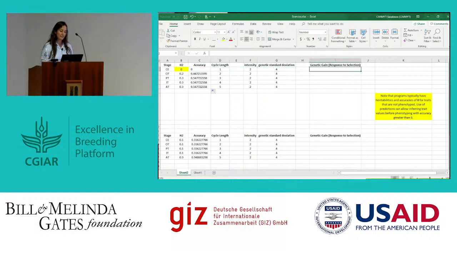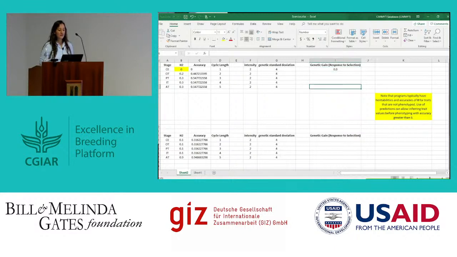To get genetic gain, that's just going to be equal to your accuracy times your intensity times your genetic standard deviation, and all that needs to be divided by the cycle length. Forgetting order of operations, so I'm going to put some parentheses there. So there's the first one. You can go ahead and do this for the rest of these.